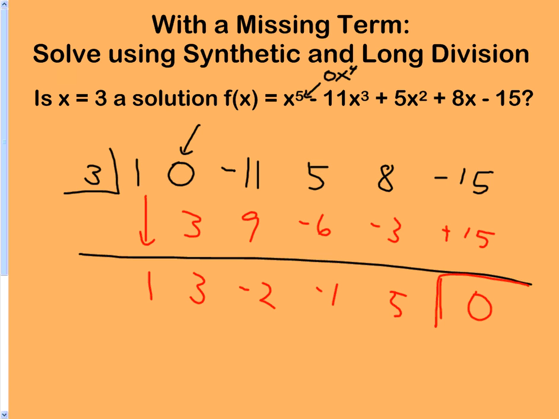Okay, now here's the harder part. Can you interpret your answer? What were the two factors? Well, this one's easy. What was the factor for that? X minus 3. Okay. This one is a little harder to interpret, but see if you can do it. Try it. I'll tell you if you're right.